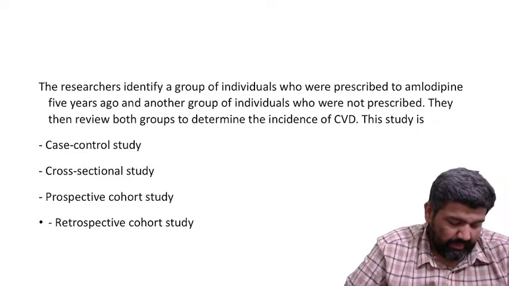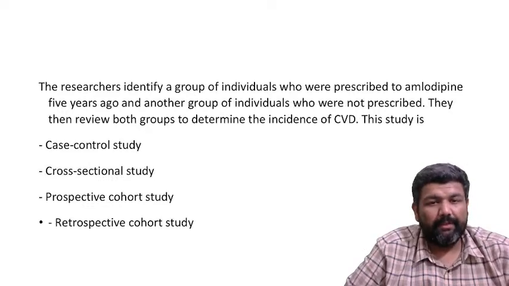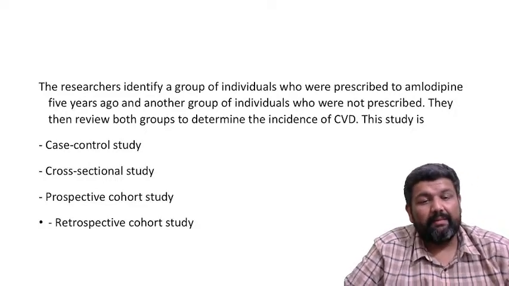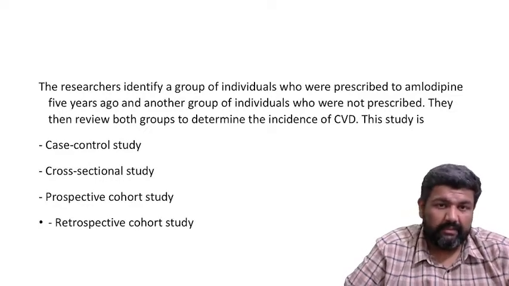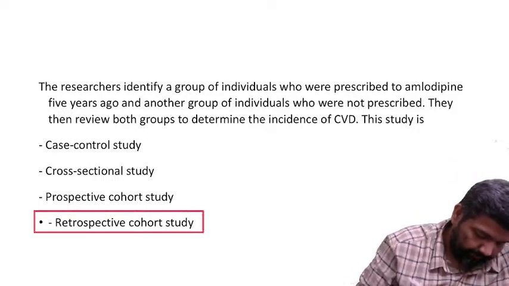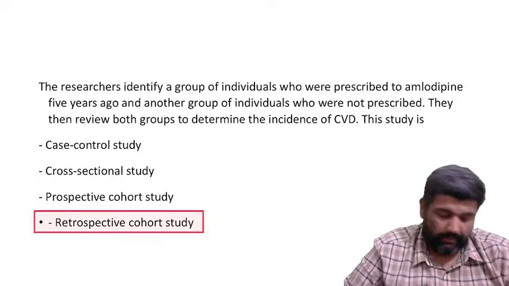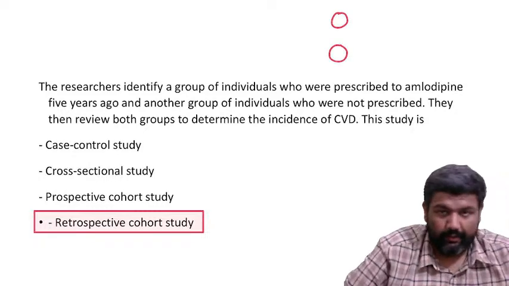The researcher identified a group of individuals who were prescribed amlodipine 5 years ago, and another group of individuals who were not prescribed. They then review both groups to determine the incidence of cardiovascular disease. This study is a retrospective cohort study. Guys, retrospective cohort study. In retrospective cohort study, we have one group, we have another group.